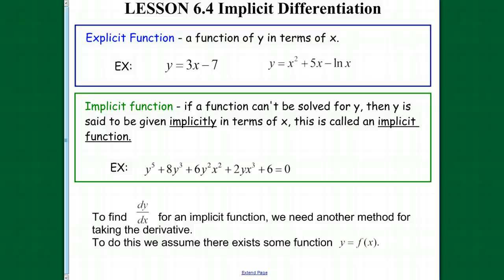Hello everybody, this is the notes for Calculus, section 6.4, Implicit Differentiation. So, what we're talking about here is finding the derivative of a different type of function.